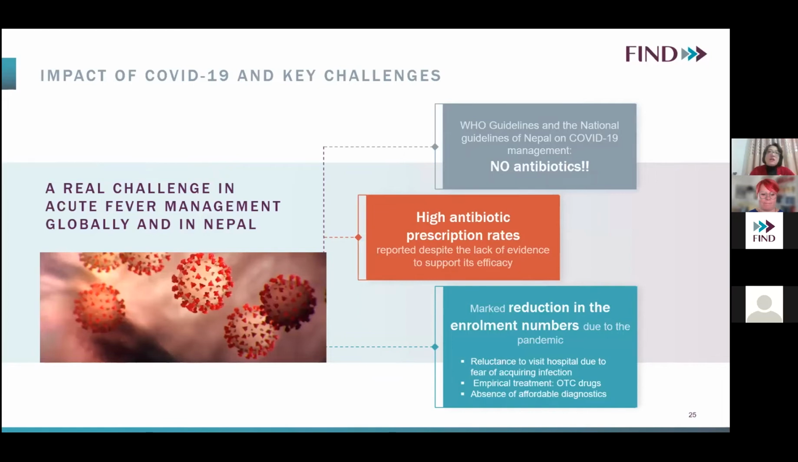So, a bit on the impact of COVID here in Nepal. It is a real challenge, of course, not only in Nepal, but also globally. Like the WHO guidelines, Nepal also has a guideline on COVID-19 management, which clearly says that there should be no antibiotics for COVID-19. But despite the guidelines, despite the message that is going around, there is still a high antibiotic prescription rate that is reported.